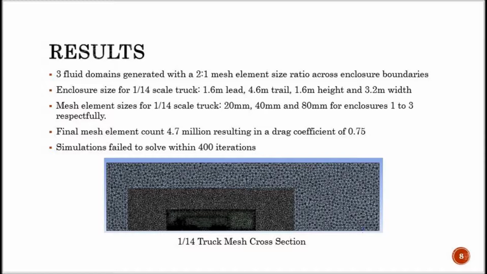It must be noted that the steady-state simulation failed to converge to the desired RMS residual target of 1 times 10 to the negative 4 and therefore reached the maximum iteration limit of 400. This behavior was potentially caused by vortex shedding off bluff geometries or highly turbulent regions, namely the front section of the trailer and behind the truck wheels.